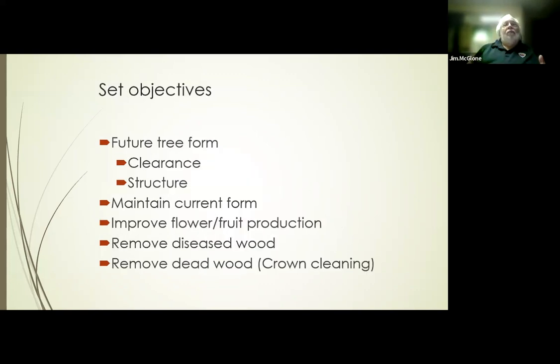When we're setting objectives, especially when we're looking at young trees, we want to know what is the future form of that tree going to be. Are there going to be clearance or structural issues that you may see? Maybe your objective is to maintain the current form, especially if you're talking about a hedge or a topiary or something like that. There may be diseased wood, there may be dead wood, which is what we call crown cleaning, where you're removing that stuff from the tree. So you need to figure out, what is it that I want to do? What am I seeing that leads me to think I need to make some cuts on the tree?